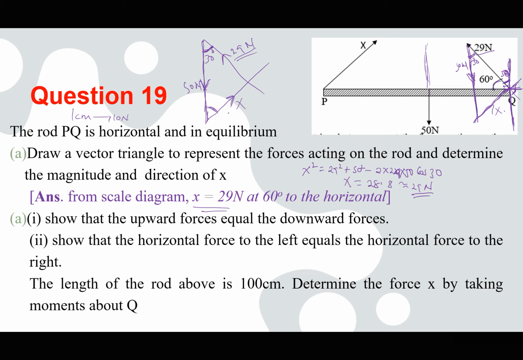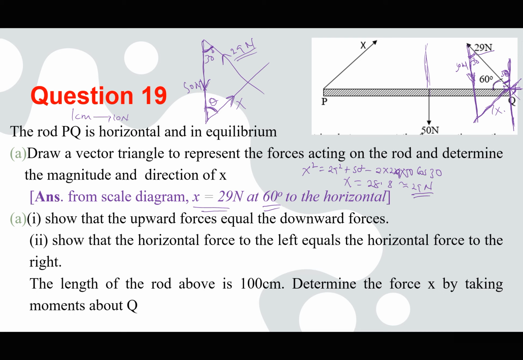Of course, because this is less than 90 degrees, you can use the sine rule. 29 over sine of this angle here should be equal to x over sine of 30. Alternatively, if you have used the scale diagram, just put here a protractor and measure that angle, and it should be approximately 60.